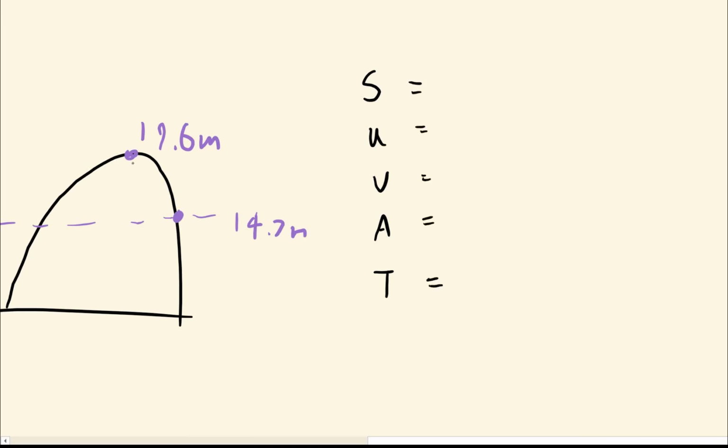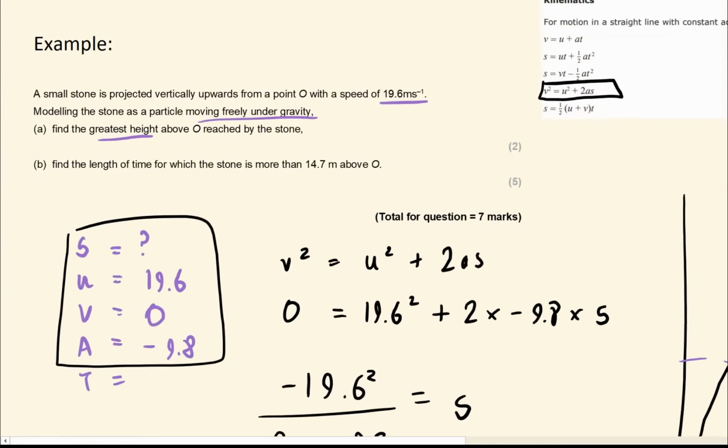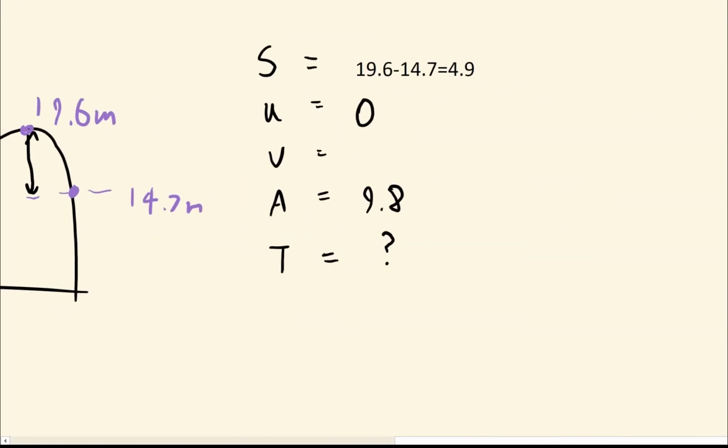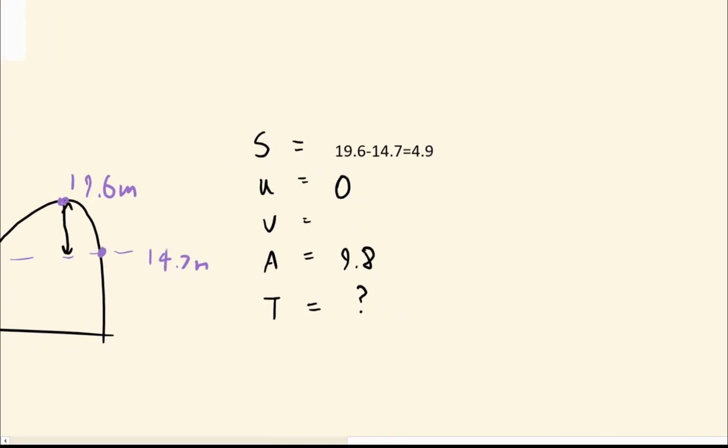So the distance travelled, I want to go from here to here. So I want 19.6, take away 14.7. So I want to travel 4.9 meters. I'm going to start here. So my initial speed is 0. V we don't know. A we do know. A is 9.8. A is now positive because it's actually speeding the particle up. And the question says work out the length of time. So we want to know what t is. Again, we've got 4 pieces of information. That's now enough to work it out.